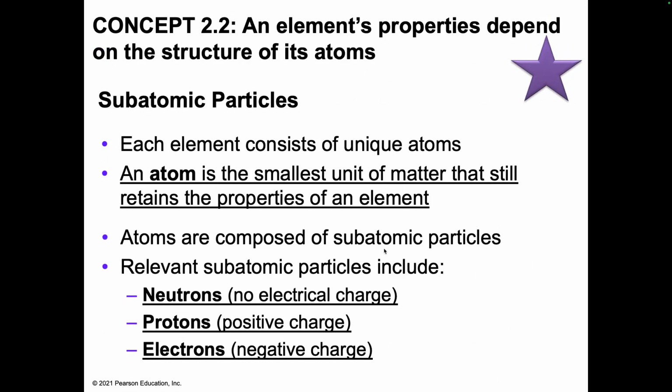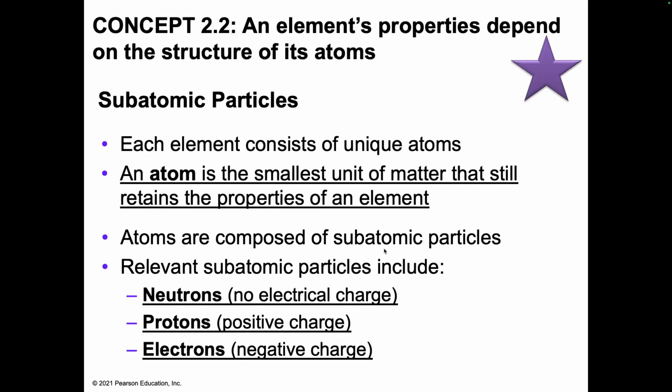So that was concept 2.1. Moving on to concept 2.2. An element's properties depend on the structure of its atoms. Each element consists of unique atoms. An atom is the smallest unit of matter that still retains the properties of an element.